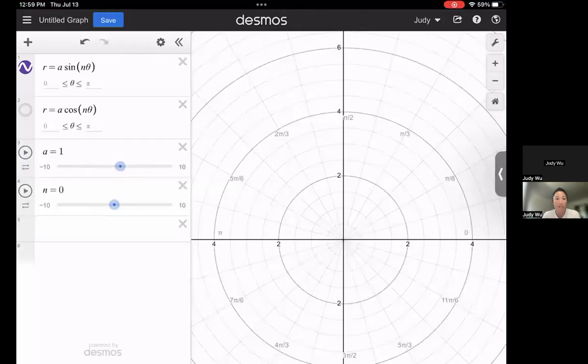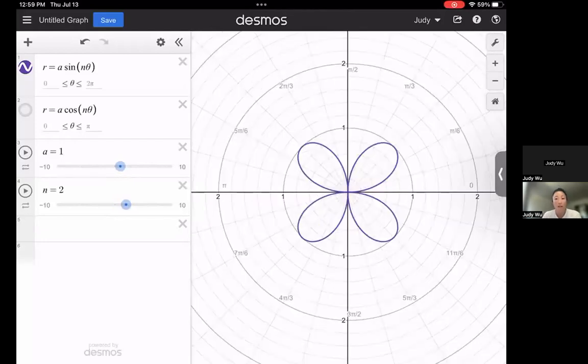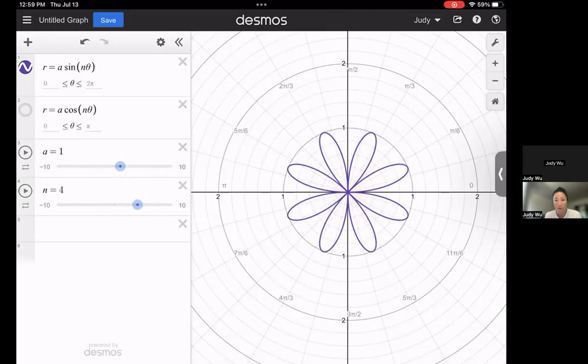Here we've got our Desmos, and we're looking at when N is even. Right now we are focusing on A sine of n theta. Let's see what happens when n is 2. I see a graph here that's got 4 petals. Each of these is what we call a petal, and we see 4 of them. What's going to happen if n equals 4, another even number? We've got 1, 2, 3, 4, 5, 6, 7, 8 petals.